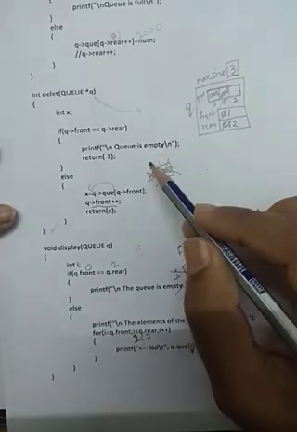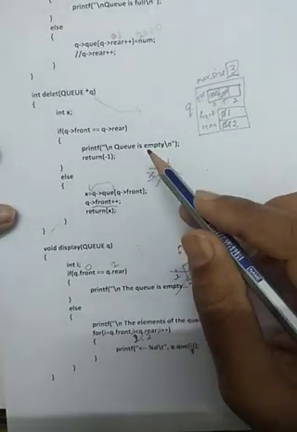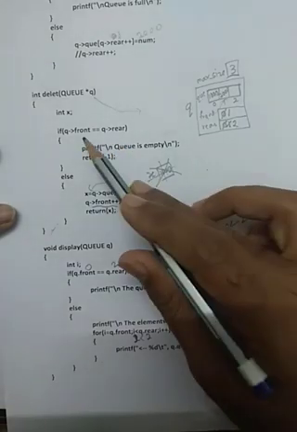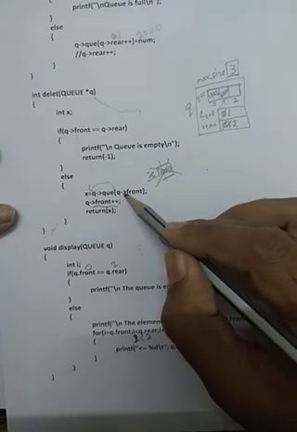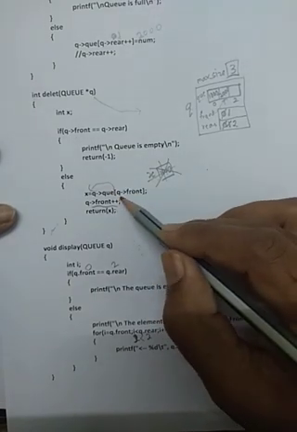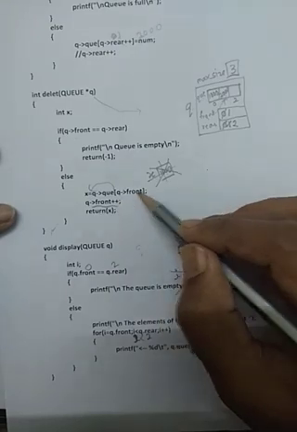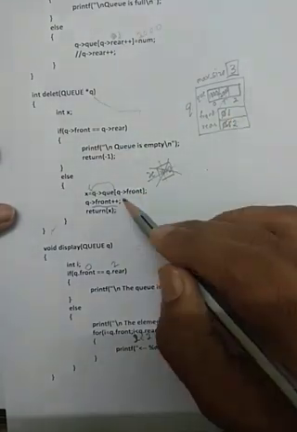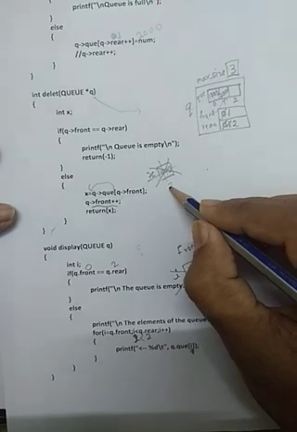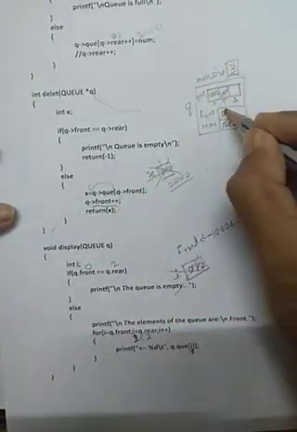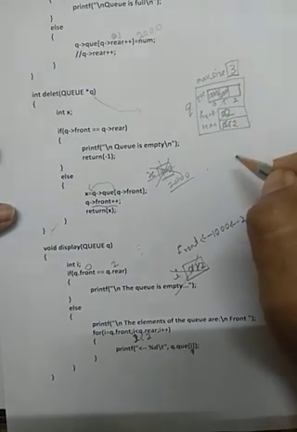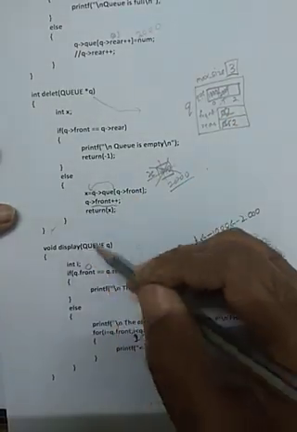Say you want to delete another element, the same process applies. I check if front and rear are same. They are not same, so this is skipped. Control comes over here. I check the element at front. What is the element at front now? q of front is nothing but 1. So I return the element, which is 2000. Then the front is incremented. Front becomes 2. And I return that, and that's it.